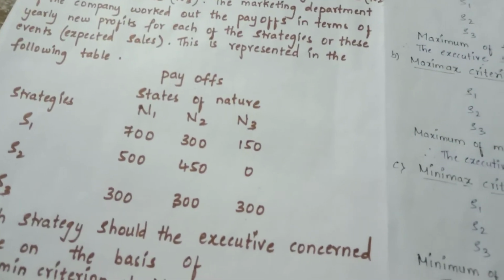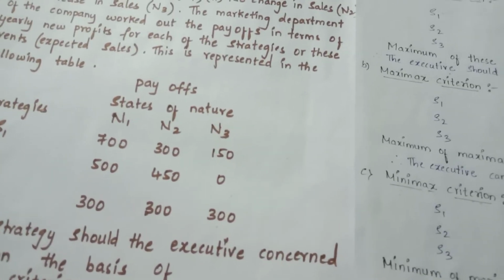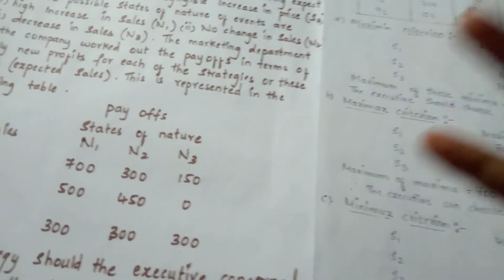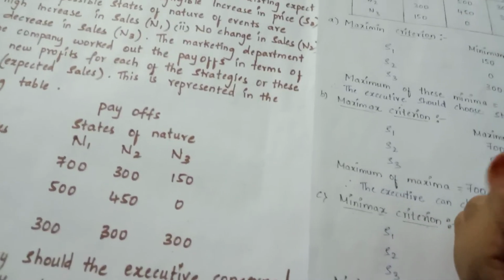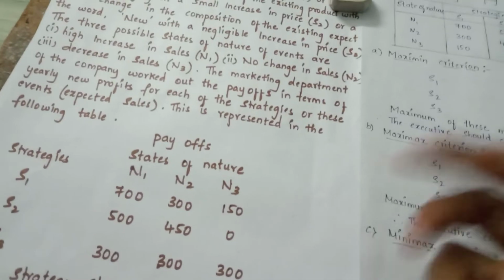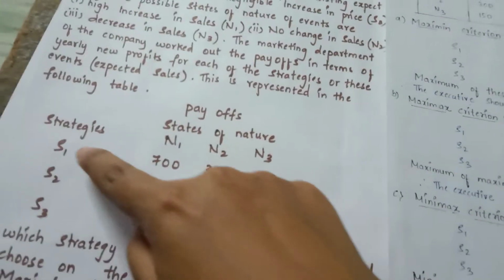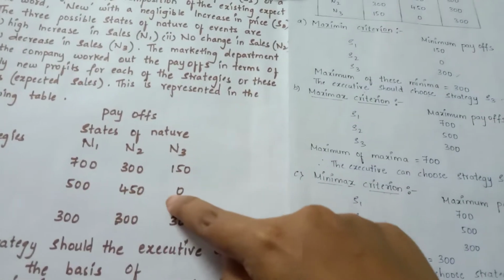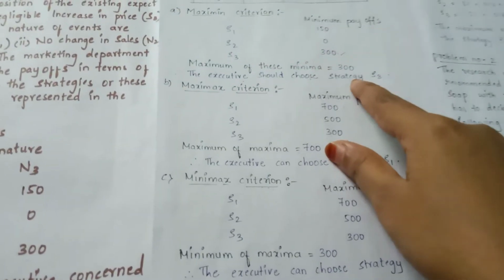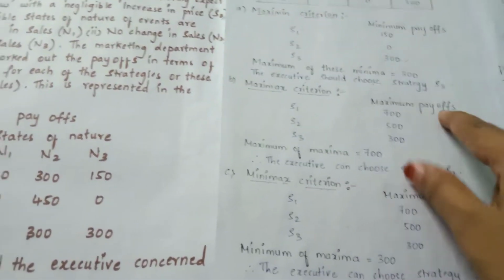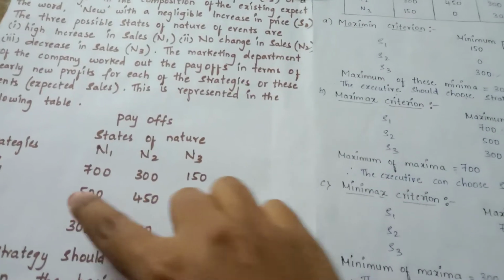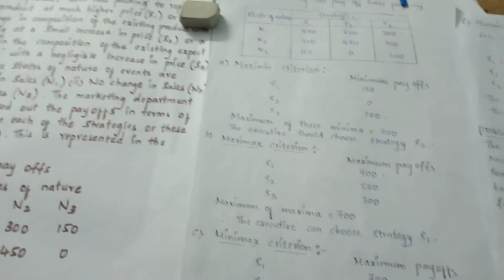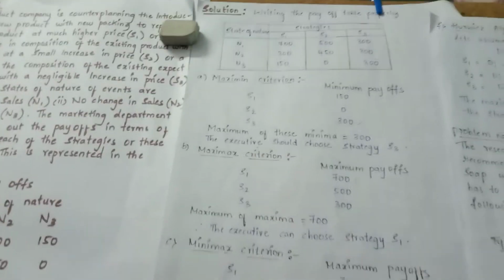But in many books they have written the payoff table in this way, students, where the states of nature are written in rows and strategies are written in columns. If you don't want to rewrite, then you have to go row wise. In the first row, the minimum payoff for the first strategy is 150, the second strategy is 0, and the third strategy is 300. The answer will be the same. In the maximax criterion, the maximum payoff in the first row is 700, in the second row it is 500, and in the third row it is 300. In this way also you can calculate, but it's better you rewrite the payoff table.